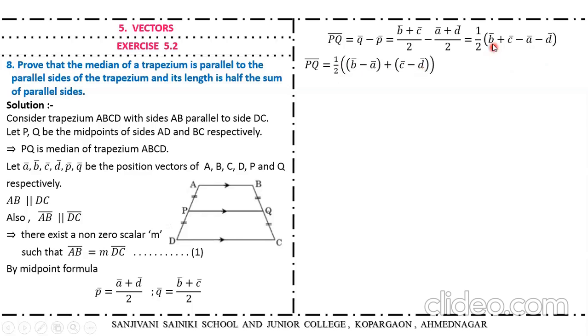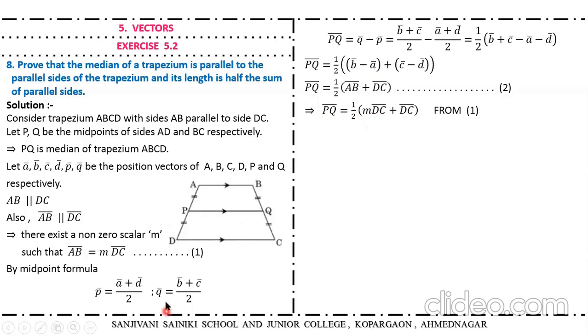Just group B bar and A bar in one bracket and C bar and D bar in another bracket, so that I can write PQ bar as AB bar plus DC bar. PQ bar is equal to 1 upon 2 times (B bar minus A bar, which is AB bar, and C bar minus D bar, which is DC bar). So PQ bar is equal to 1 half times (AB bar plus DC bar).